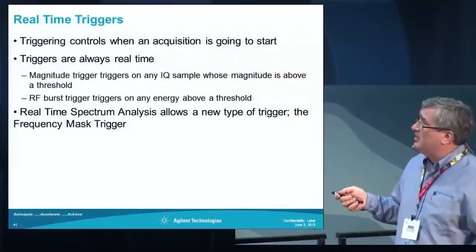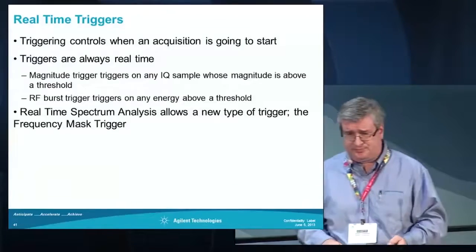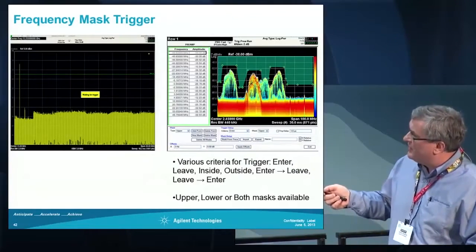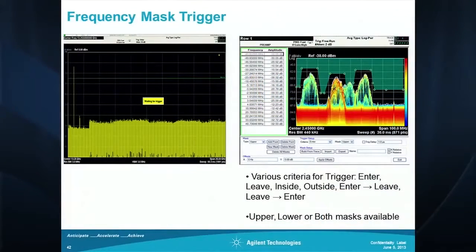But when we do real time, we now have this new type of trigger that becomes possible. It's called the frequency mask trigger. Here we have a typical spectrum analyzer with a video trigger. We have this one line across the top, and basically we're saying if the signal ever crosses this threshold, this is swept, so it has to be in the first bucket that it crosses that threshold, we get a trigger. With the FMT, we can do something a little more fancy.